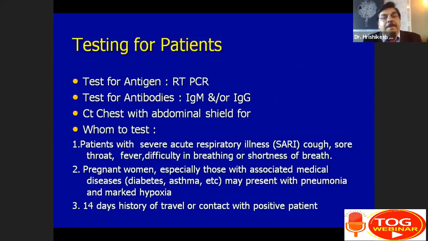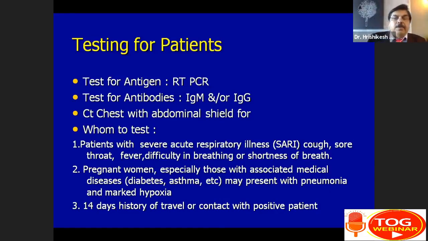If you look at the tests, how do you test for this patient? You can have the antigen test. The gold standard is to test the antigen using RT-PCR, or you can use an antibody test using IgM or IgG. You can also do a rapid test. You can do a chest CT using an abdominal shield, and all these will give you good information. Especially the RT-PCR, the symptoms, and the chest CT are used. The rapid antibody test will come positive 9 days after the infection has started. On the 8th or 9th day, IgM will come positive.